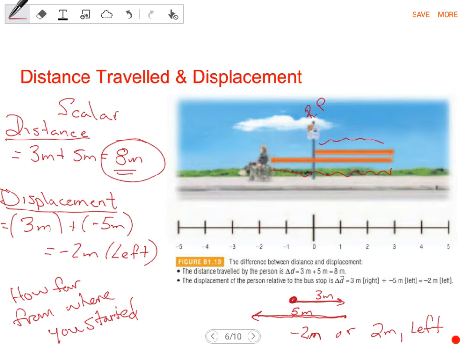That's a very different answer. Our distance is 8, because that's how much has been traveled. But our displacement, or how far you are from the start, is actually 2 meters to the left. I hope you understand the difference here between distance and displacement. This is a very crucial piece of information.